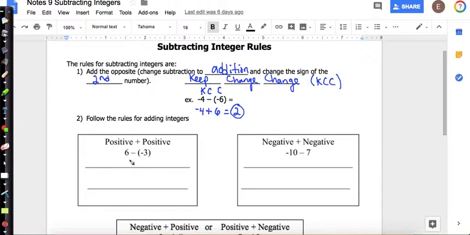Okay, let's look at some examples. We're going to use KCC. So let's write KCC. Keep 6. Change this to addition and change -3 to +3. And what's 6 plus 3? 9. So the addition rule that we use here is add and keep the answer positive because they're both positive.